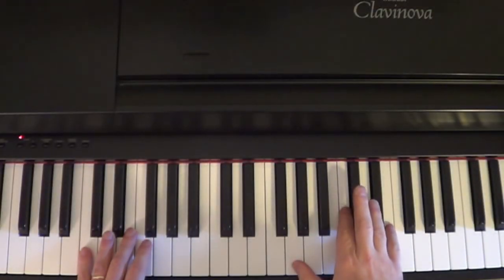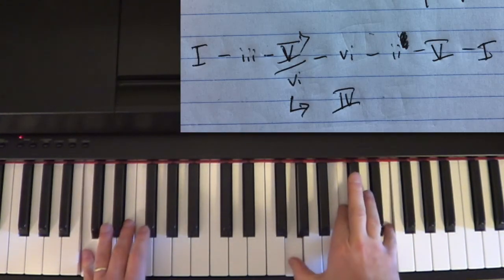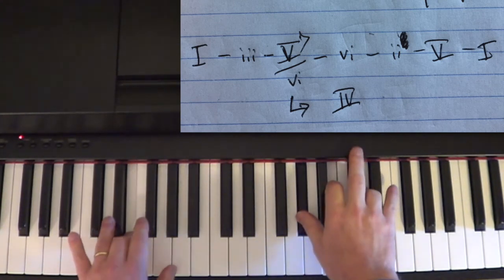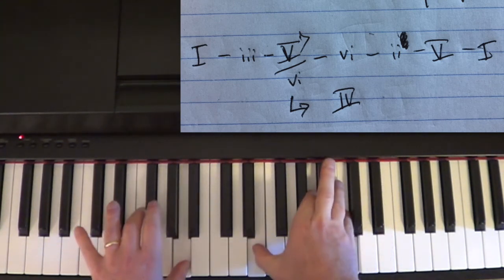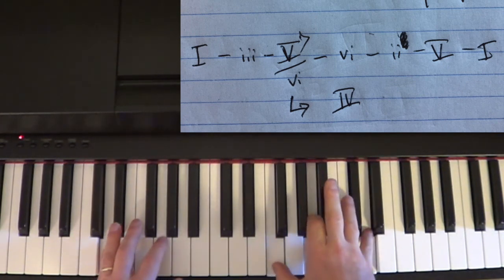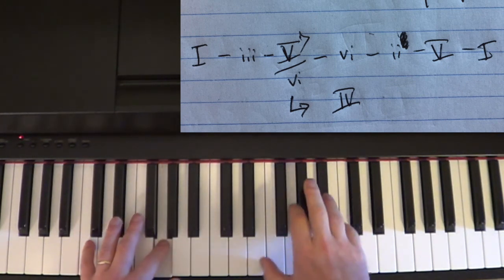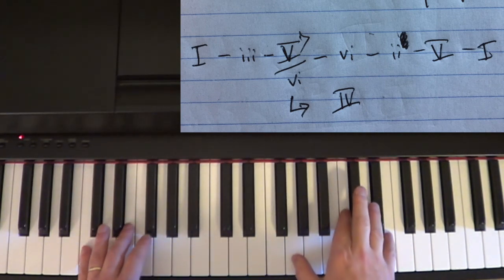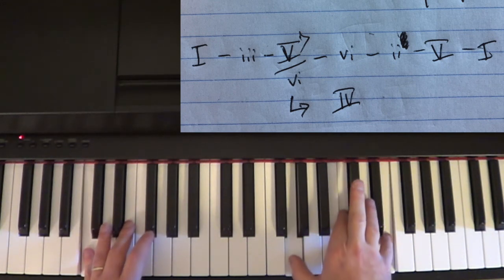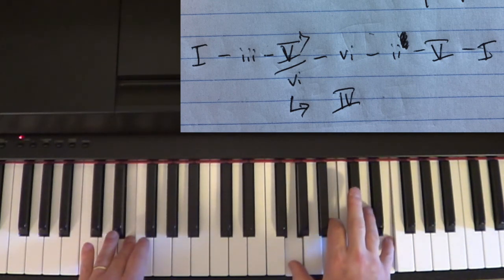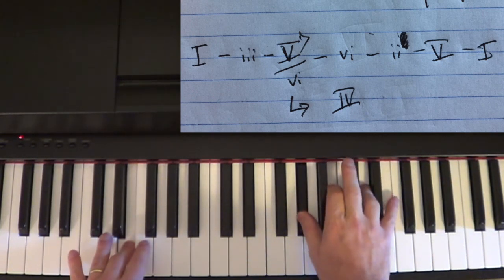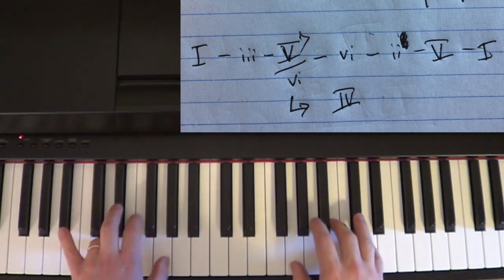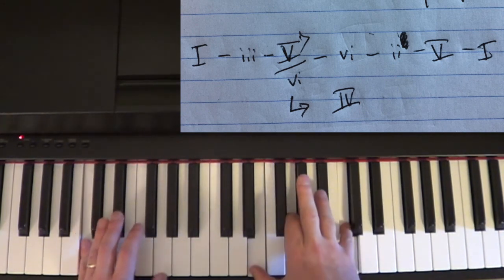So here's our final example. We have a 1 chord to 3, 5, 7 of 6 to 6, 2, 5, 1. Now let's hear how that compares to when we resolve deceptively. So 1, 3, 5, 7 of 6, 4, 2, 5, 1.